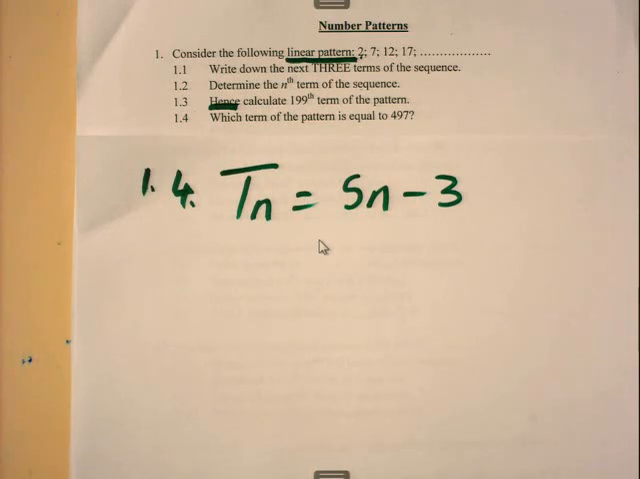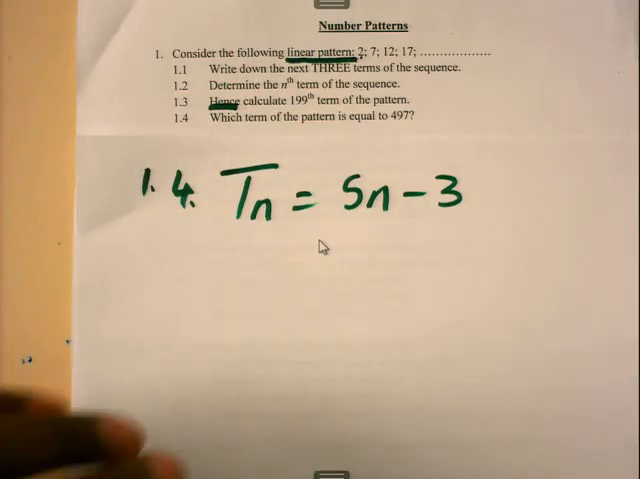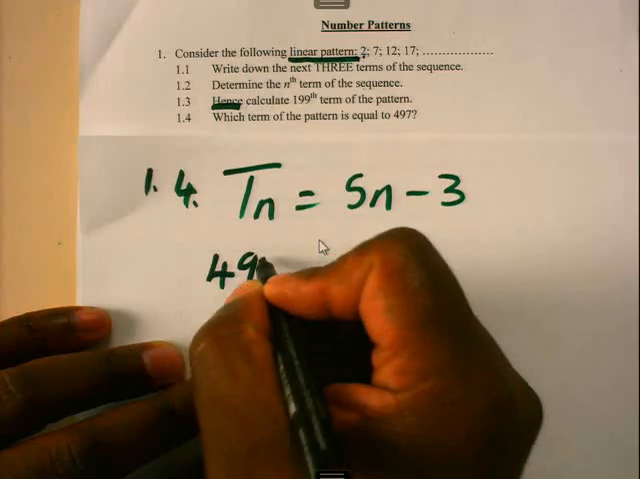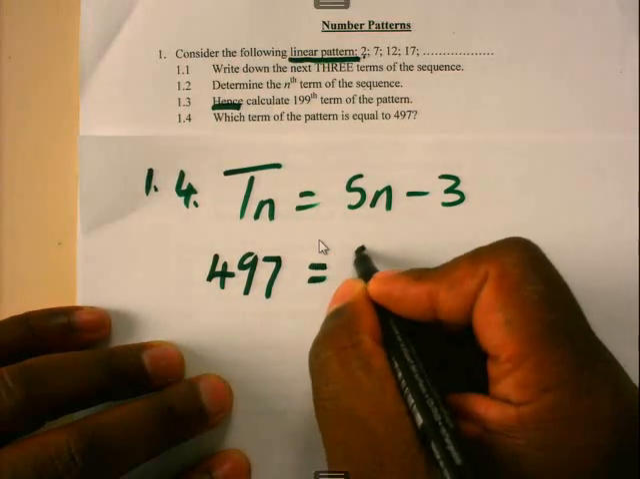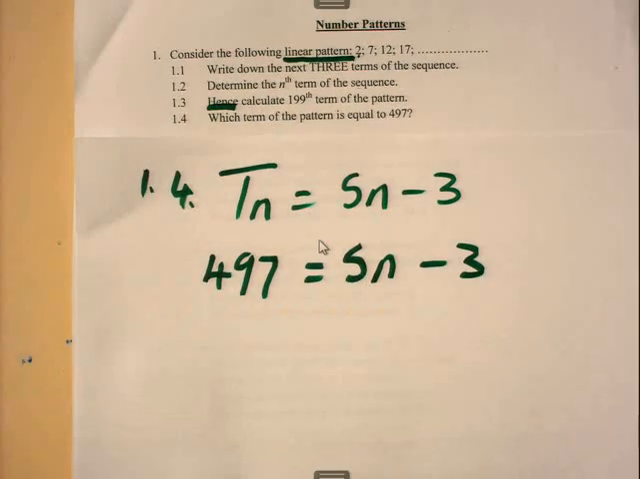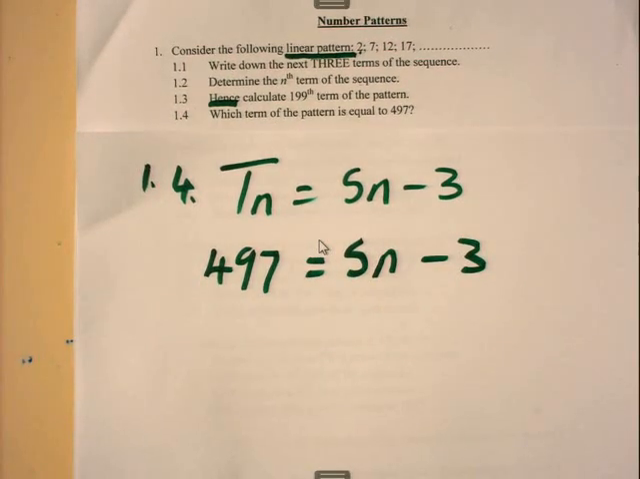So 1.4, which term of the pattern is equal to 497? We need to determine the value of n. We've got the nth term, which is 497. We don't know the position of 497. So this is how we solve the problem. 497 is equal to 5n minus 3. So we need to solve for n.